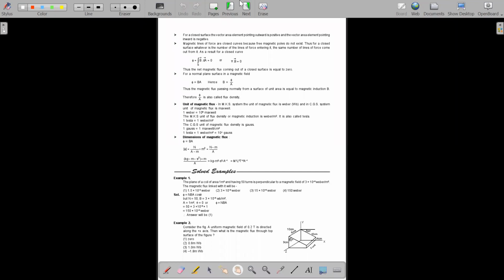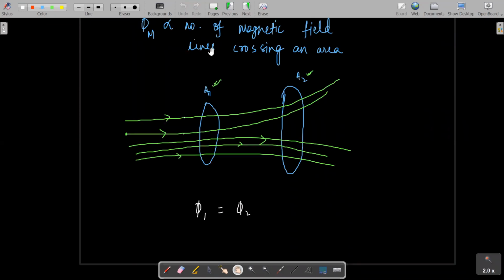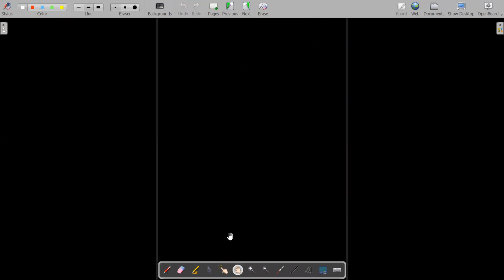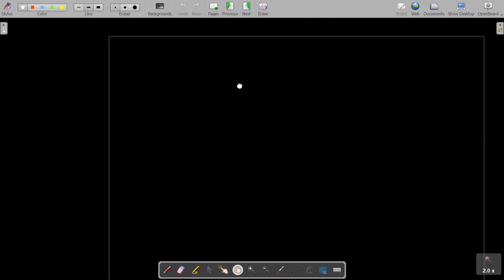So you see, this formula is very useful, but do you know when we should be using this formula, the formula for magnetic flux? This formula we can use everywhere, but when should we be using it? This magnetic flux is equal to the integration of B dot dA. We can use it anywhere, but where should we use it?